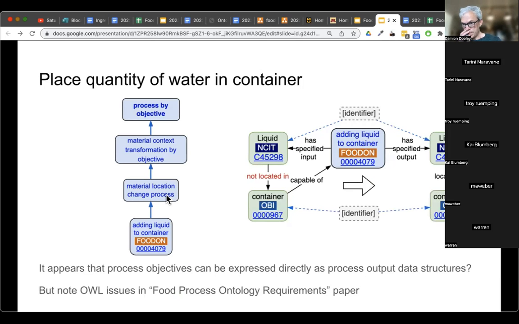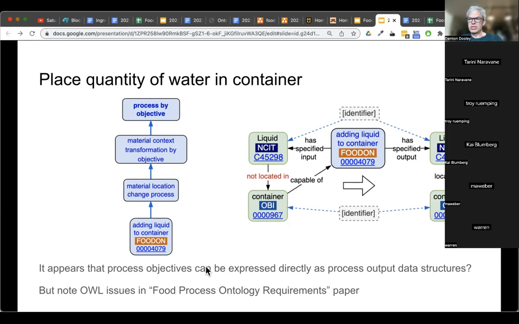So this is where we're getting back, Troy, to your thought about objectives and outputs. So we'll say that adding liquid to container is a process by objective, and it changes our knowledge graph from a state where some liquid was not located in a container. We do this process, and now in the knowledge graph, we have the liquid or an instance of it, and it is located in some instance of a container. So the state change has happened in the knowledge graph.